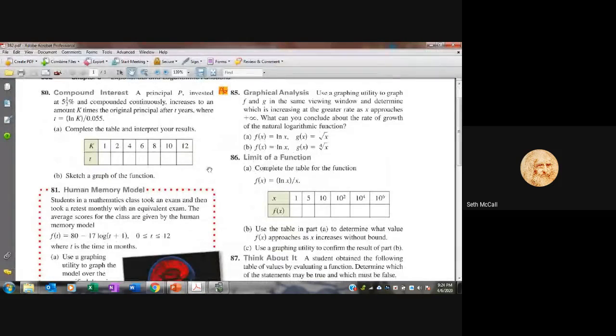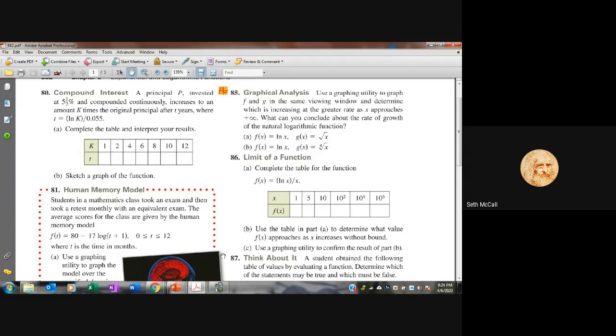Here's number 80, another compound interest problem. It says a principal, P, is invested at 5.5% and compounded continuously, increases to an amount K times the original principal after T years, where T is natural log of K divided by 0.055. And it says complete the table and interpret your results. Sketch the graph of the function.